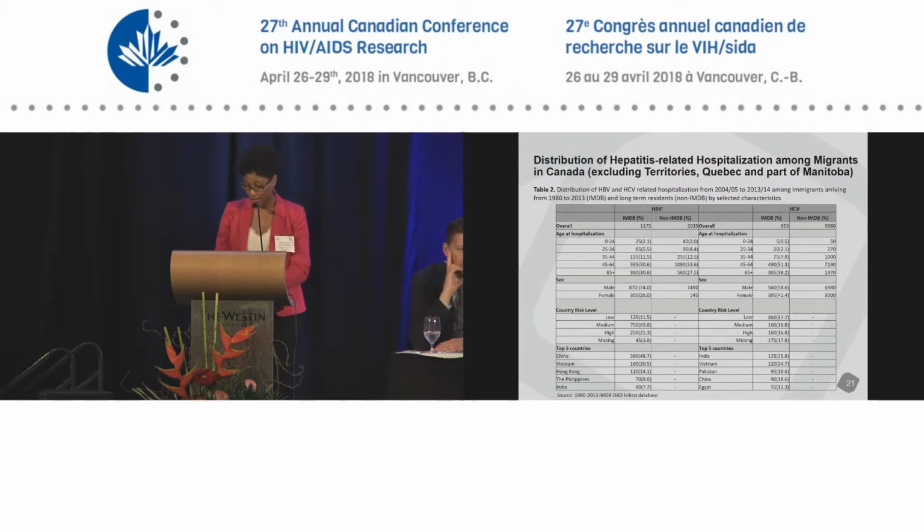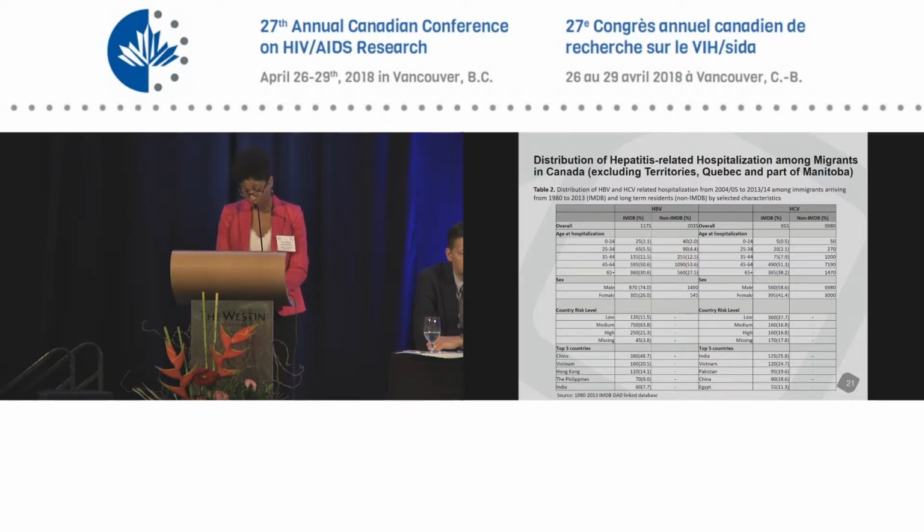And again, represented in the table here is a distribution of cases of hepatitis B and C between migrants and Canadian-born and long-term residents by several characteristics, such as age, sex, country risk level, and country of birth. As expected, hepatitis B cases are more represented among migrant groups, whereas in contrast, hepatitis C related hospitalizations are most prevalent in Canadian-born and long-term residents.